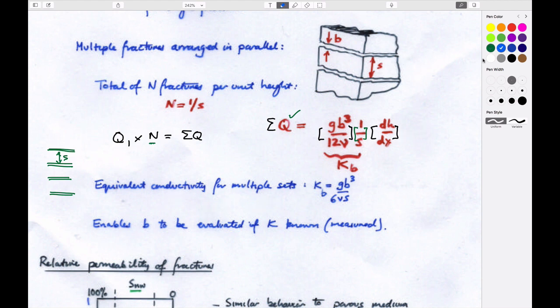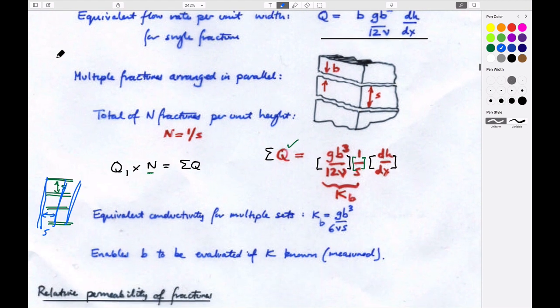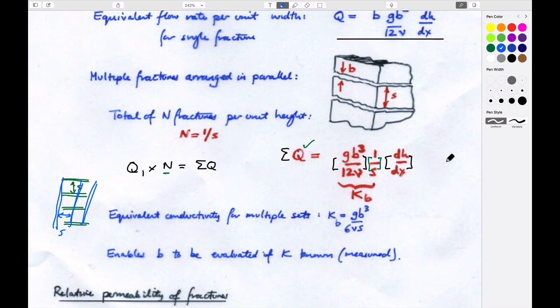If we then superimpose on top of that another set of fractures, and I'm not going to be able to do this very well, and the spacing between these is exactly the same as the others, so we have a structure that looks a bit like this, where the spacing between these fractures is S in both directions, then if we're looking at flow into the board, you have flow along the blue set of fractures, which is equal to G b cubed over nu times spacing. I'm just taking this.